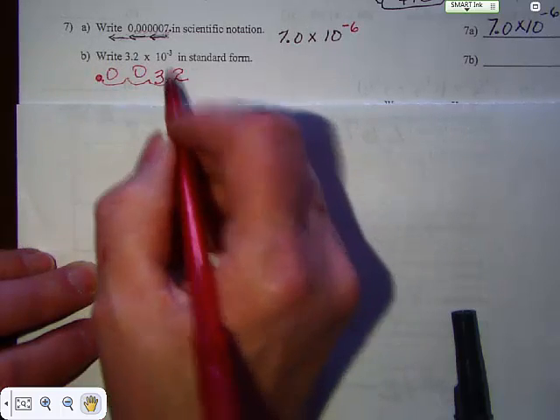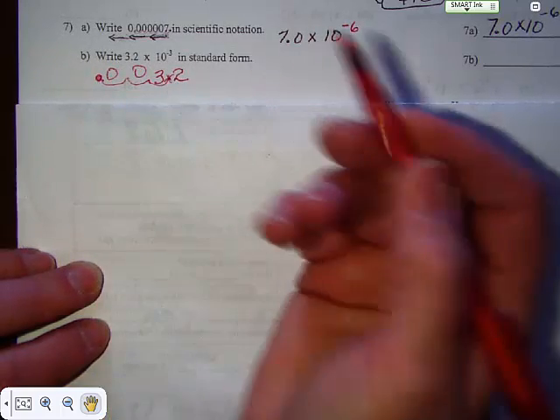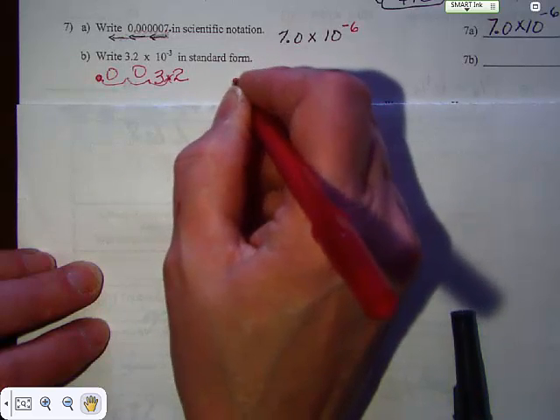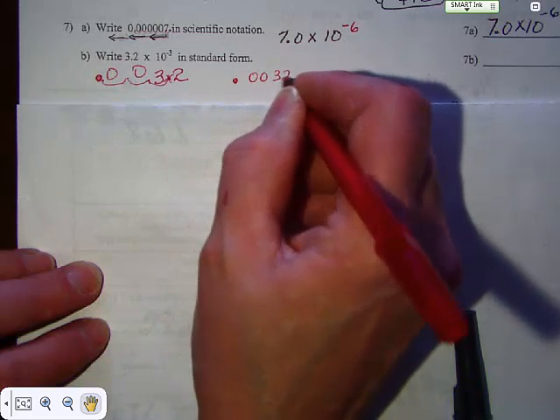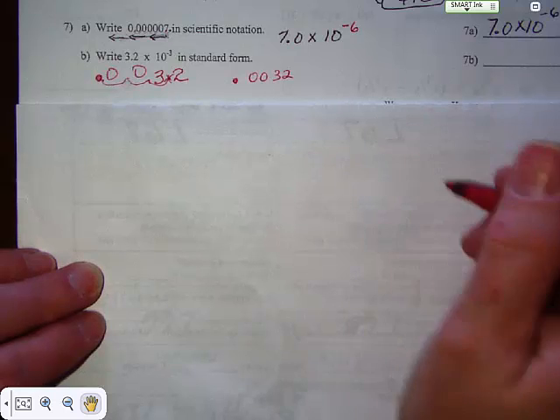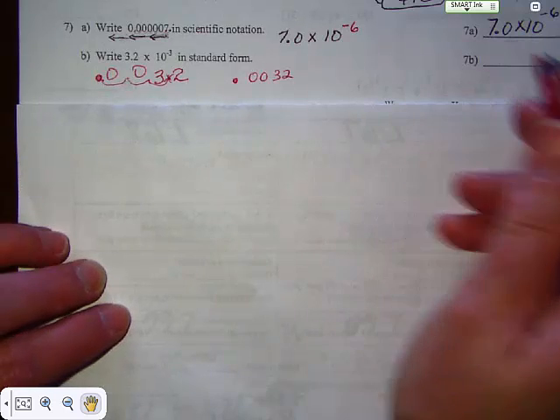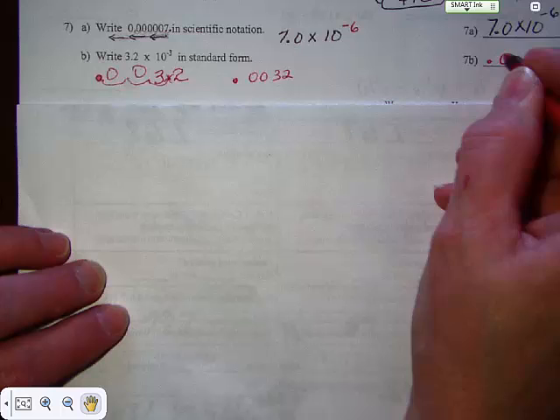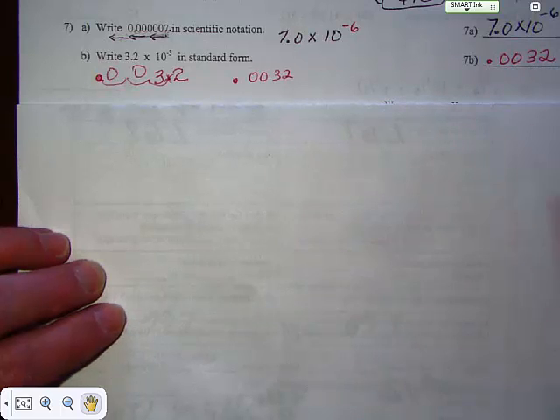Now I don't have to worry about this right here, it's gone. And my answer is 0.0032, which is 32 millionths. Okay, so I put 0.0032 in the answer sheet.